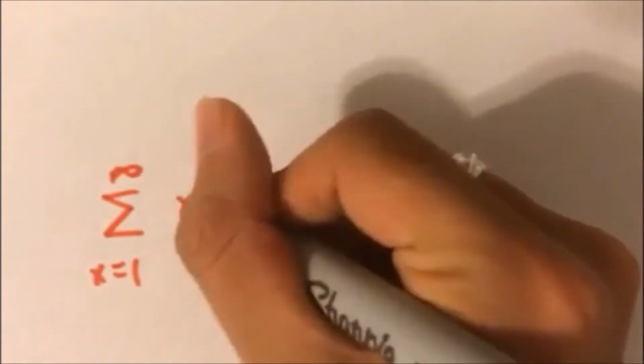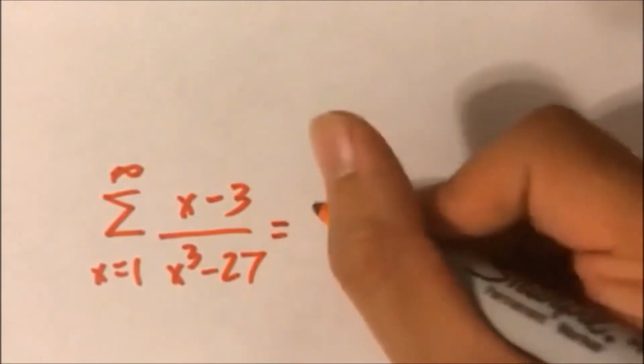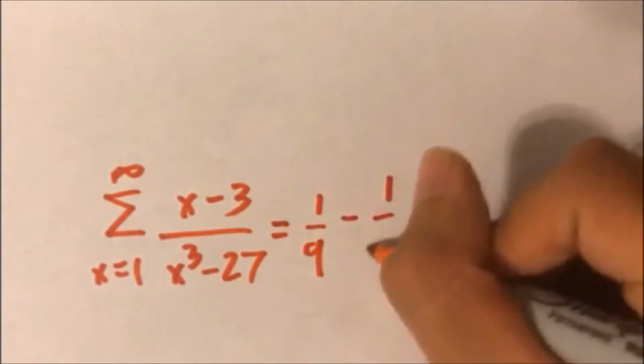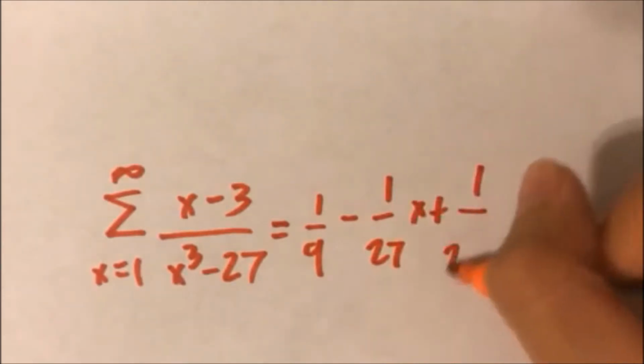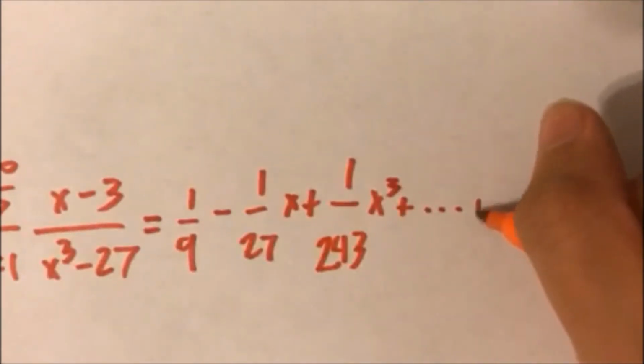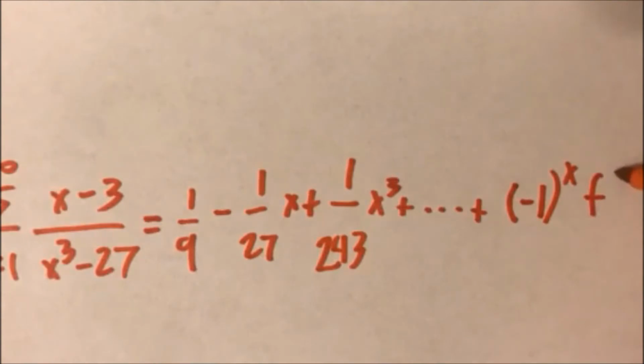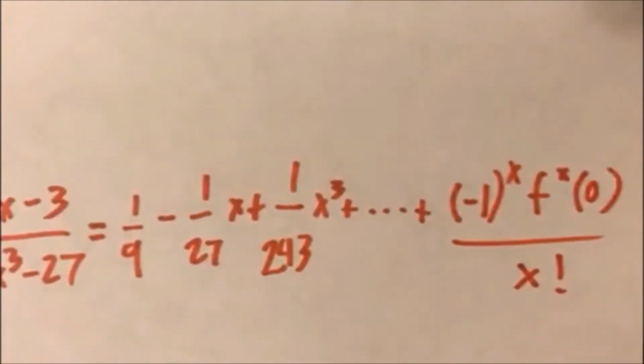To start off this FRQ, we want to make sure we have all the information that we know from the beginning of the problem. The problem gives us the Maclaurin series for a function f, given by the summation from n equals 1 to infinity of (x minus 3) over (x cubed minus 27), where the next few terms will be 1 over 9 minus 1 over 27x plus 1 over 243x cubed, till the eventual heat death of the universe, which will lead us to a function of negative 1 to the n times the function 0 over n factorial. And that is our entire written out information.